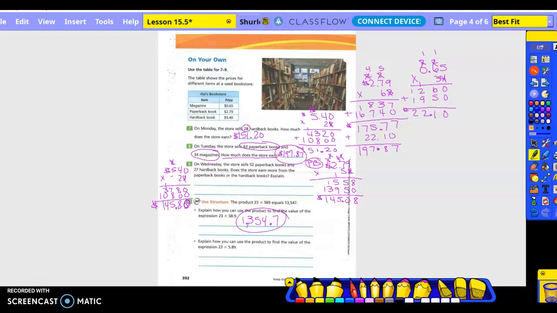Okay, explain how you can use the product to find the value of the expression 23 times 5 and 89 hundredths. So once again, we have all the same numbers, right? The only difference is we have a different place value. So how many decimals do we have on this one? 2. So we come over 2 spots, and our new number is 135 and 47 hundredths. So it's kind of like when we multiply times our powers of 10, right? And we move our decimal over, it just changes by how much we either increase or decrease our place value, correct? Okay.